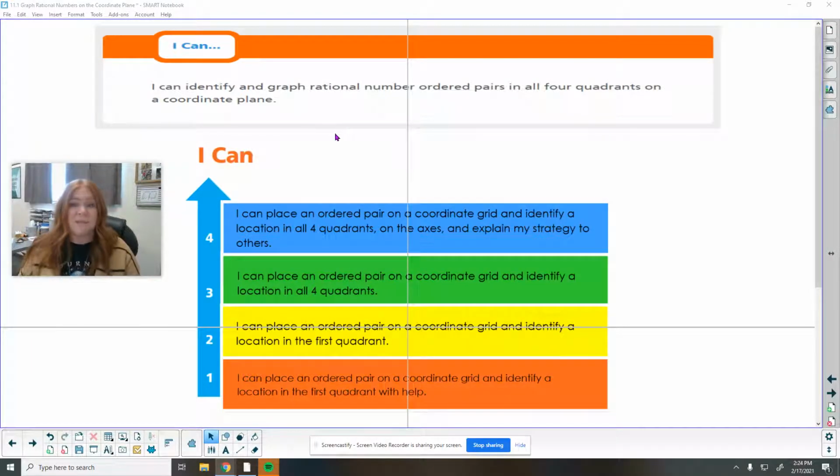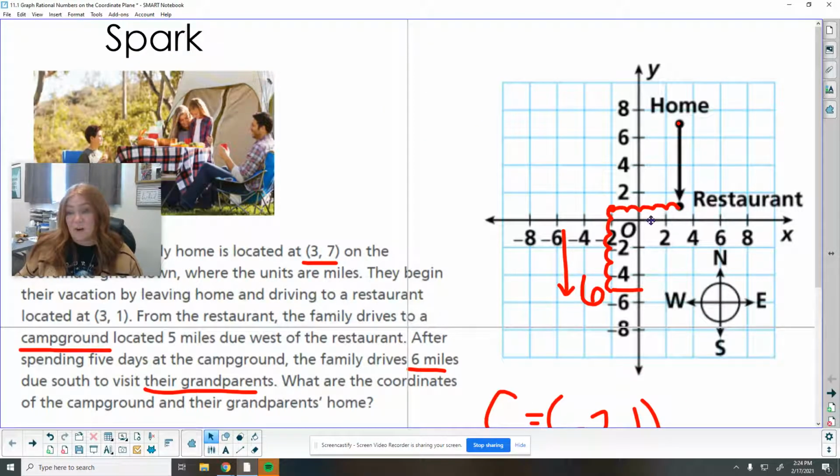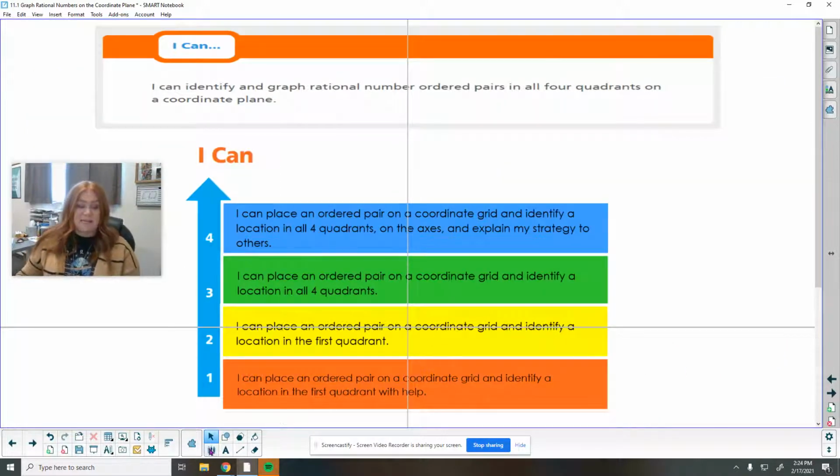So rational numbers are decimals, fractions, whole numbers, positive or negative. They're nice ones. And so we want to be able to graph those and find them in all 4 quadrants on the coordinate plane. So we've spent a lot of time practicing in this first quadrant here, where all of the numbers are over and up, positive, positive. We're going to be working in all 4 of these today. So at the end of this, if you can put them on the coordinate grid and identify them in all 4, then that's a 3. If you can put them on there and find them, that's a 3.